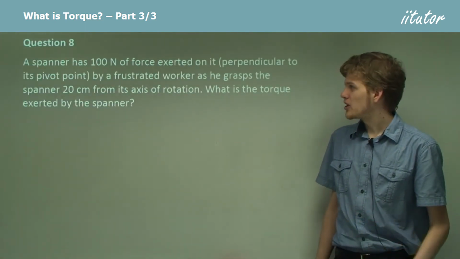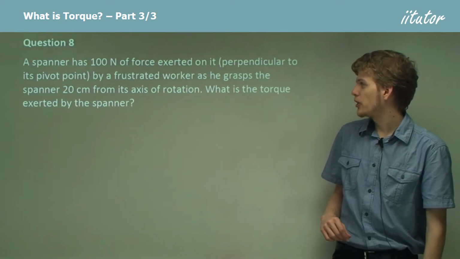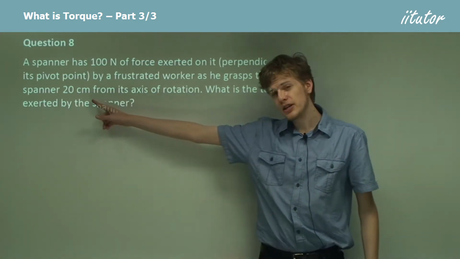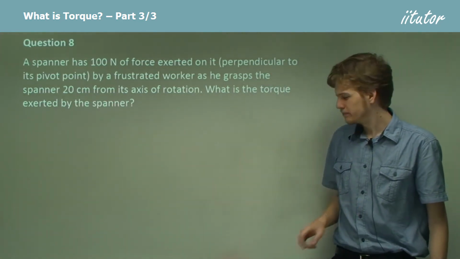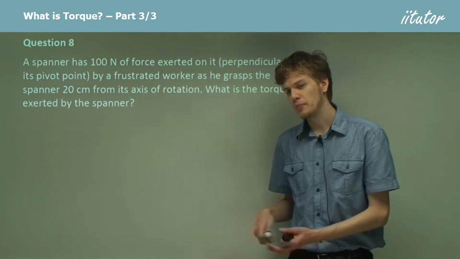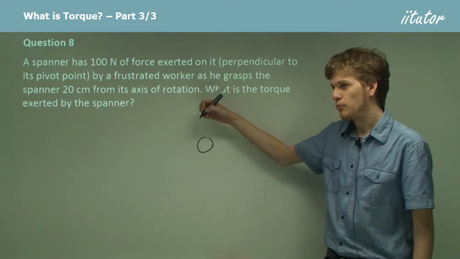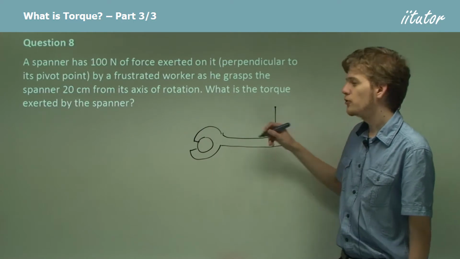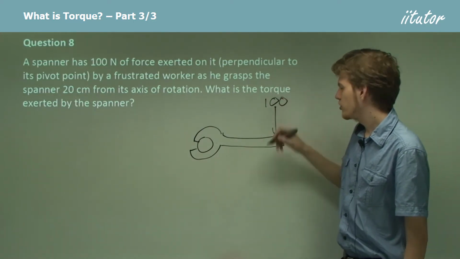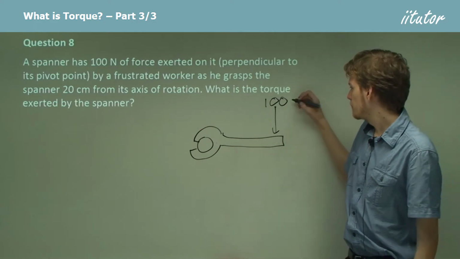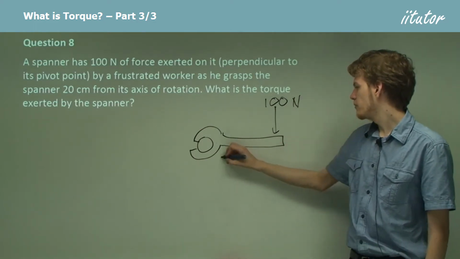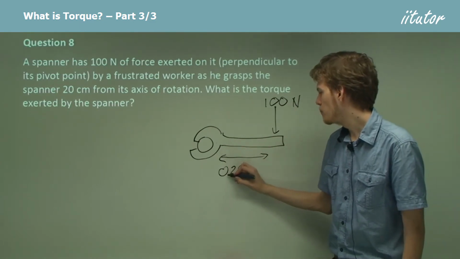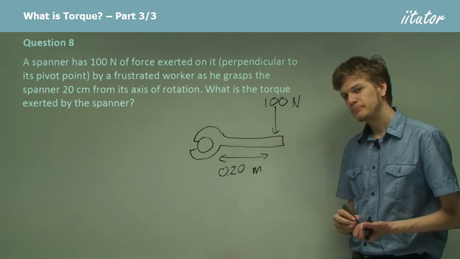Question 8. A spanner has 100 newtons of force exerted on it by a frustrated worker. What is the torque exerted by the spanner if the force is applied 20 centimeters from its axis of rotation? So if we were to draw a diagram, it might look something like this. We have a bolt, a spanner, 100 newtons of force, which is enough to lift about 10 kilograms, give or take. And we have 20 centimeters of spanner, or 0.20 meters, right?